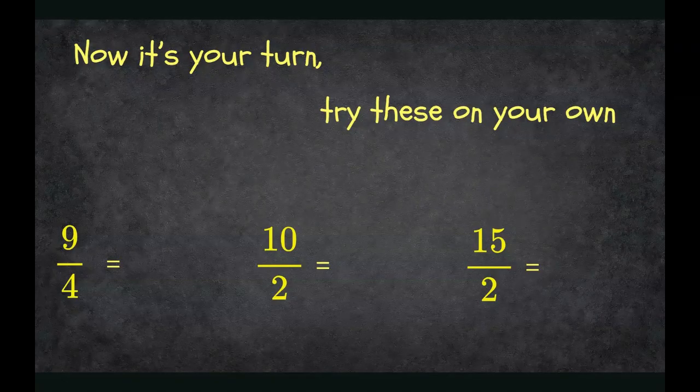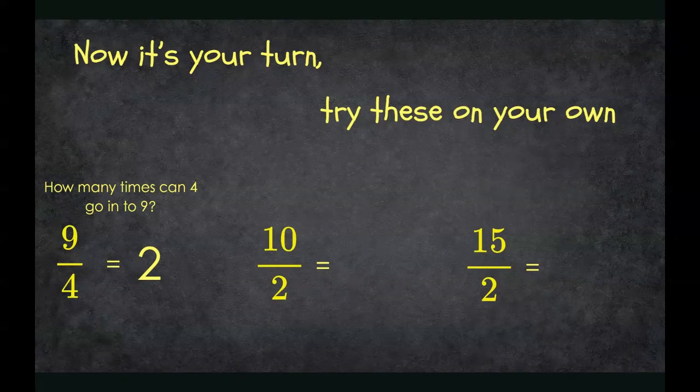All right, so 9/4. I need to think to myself, how many times can 4 go into 9? Well, I know 4 can go into 9 2 times. That's going to give me 8. So if I subtract 9 minus 8, I get a remainder of 1. That becomes my new numerator. And then since I'm in fourths, I'm going to keep 4 as my denominator. 9/4 equals 2 and 1/4.